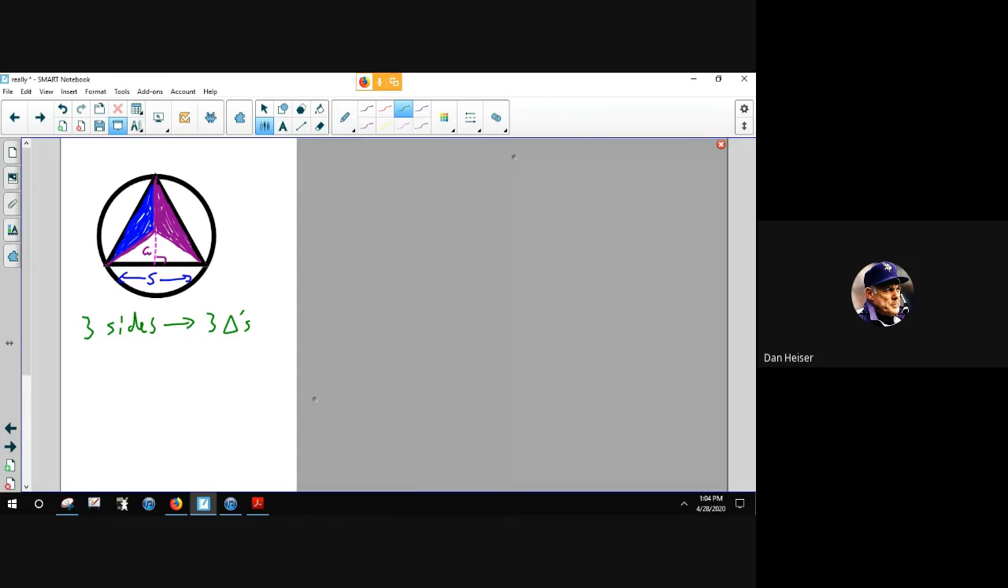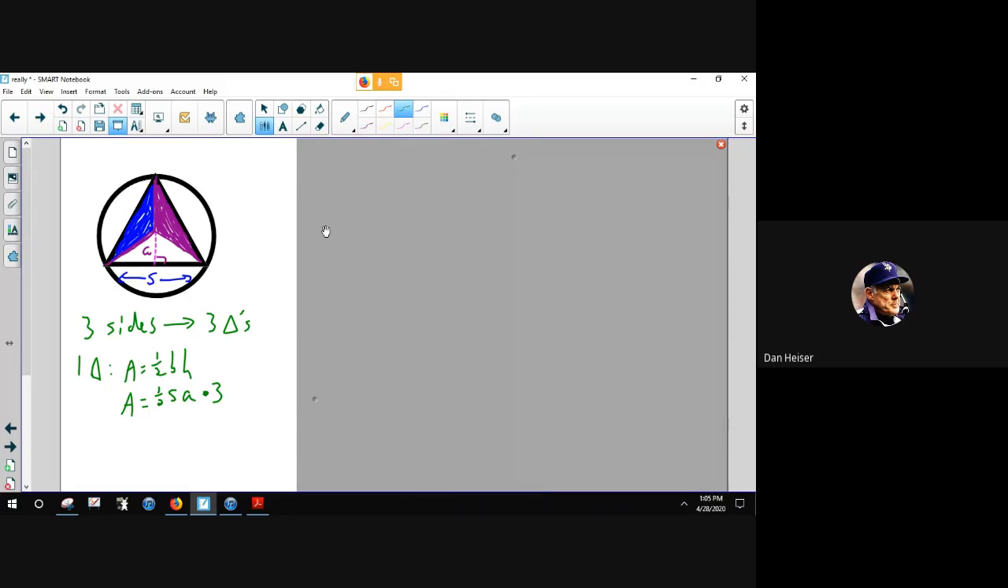We know the area of one triangle is 1/2 base times height. In this case, our base is the length S, and our height is the apothem. So I will rewrite that as 1/2 SA. And then I will need to multiply that by 3, since we have 3 equal triangles. Because this is a regular polygon, we are guaranteed that all 3 of these triangles are congruent.